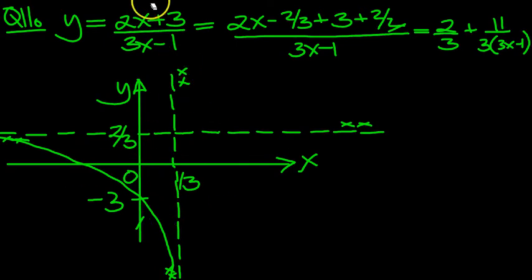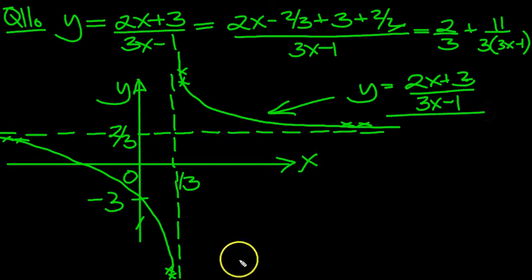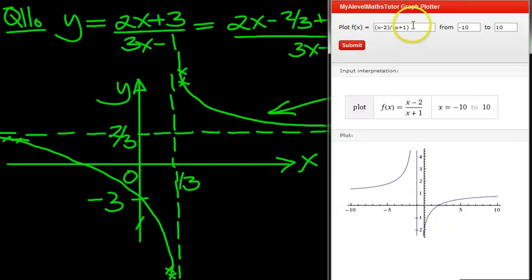And then on the other side, it's going to come down from infinity, turn, and then flatten out towards the line y equals 2/3. Let's label it y equals (2x plus 3) over (3x minus 1). Now let's just check the plot. So I'll put it in here. 2x plus 3, just write it in quickly, divided by, and we'll have a little look at it just to confirm that we're on the right track.